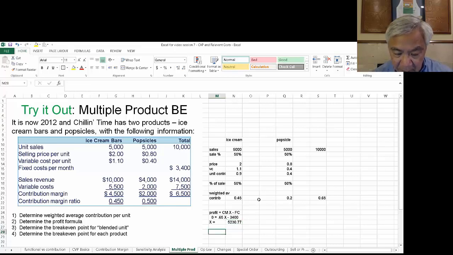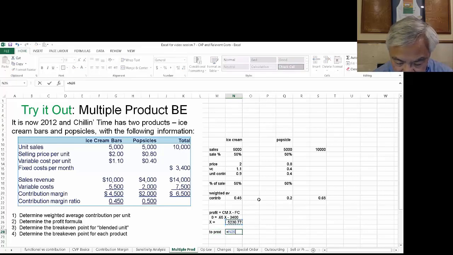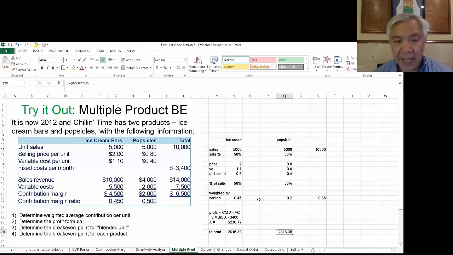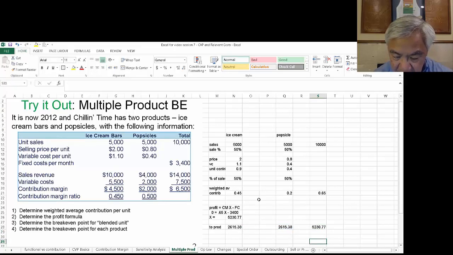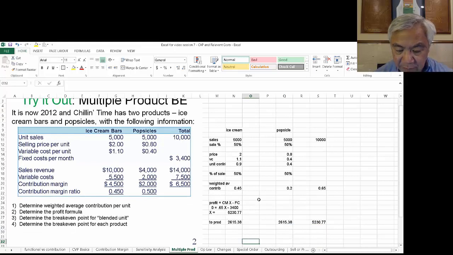So now we have to break it back into ice cream, so 2 products. And so half of it, or that times the sales mix, is how many ice cream, and copy that over to popsicles, and that's how many popsicles. And so the total better be the total sales, and so that's our break-even point, is that we have 2,615 of each of the products and we'll break even.